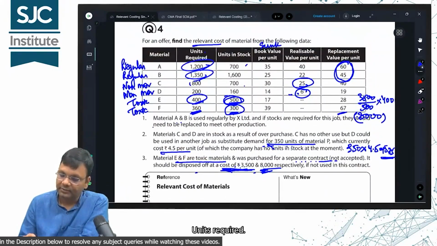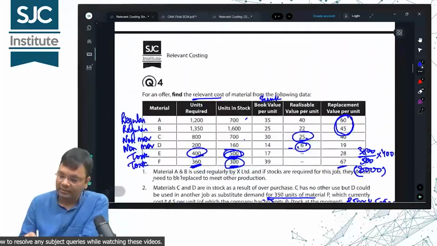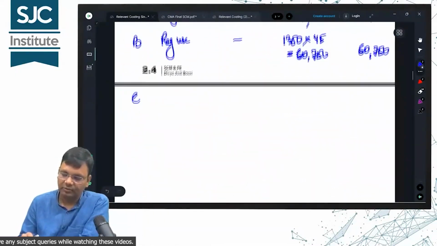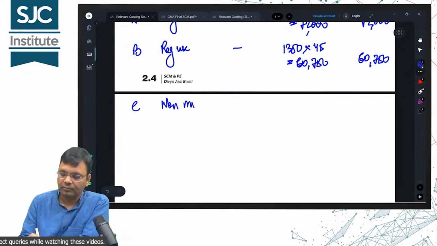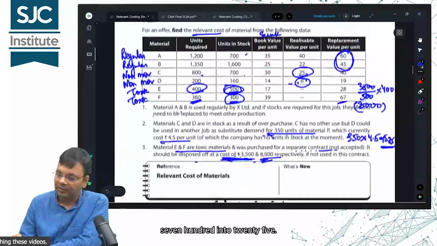Now for C. What is its value? Units required. 800 units are required and 700 are in stock. Its nature is non-moving. There are 700 in stock, which will go at scrap rate. 700 into 25.